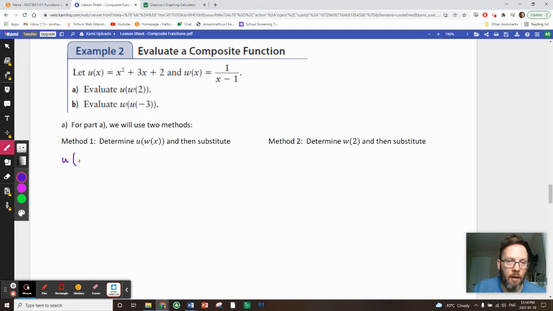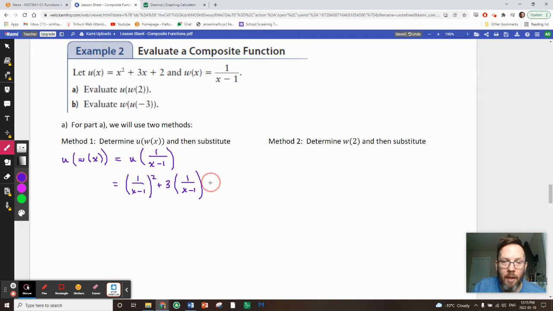So u of w of x, this is my preferred method, is to plug in what w of x is equal to, and that's 1 over x minus 1. And so now my function u, wherever I see an x, I'm going to replace that with 1 over x minus 1. So I have (1 over x minus 1) squared plus 3 times 1 over x minus 1, and then plus 2. And there we go.